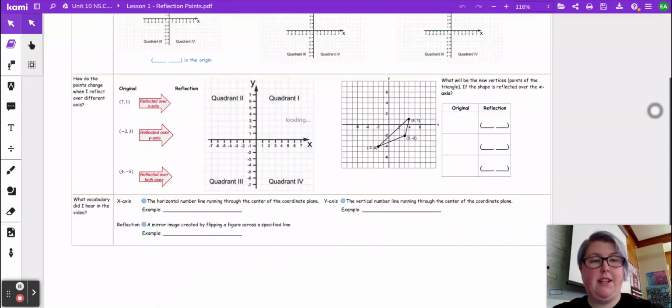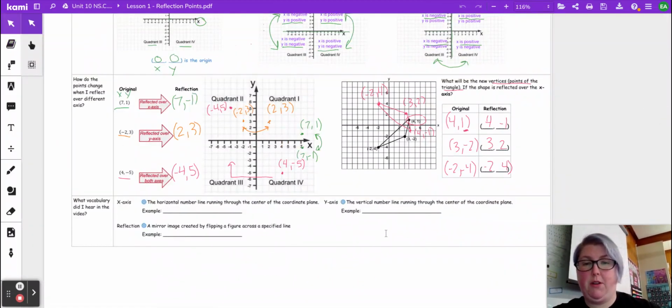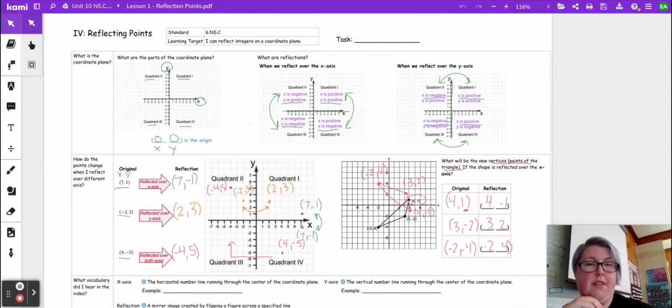All right, folks, that is the end of our notes. Don't forget about your 3 different vocab words down here. Fill in some examples so that you can remember them. Make sure that these notes go in your notebook.